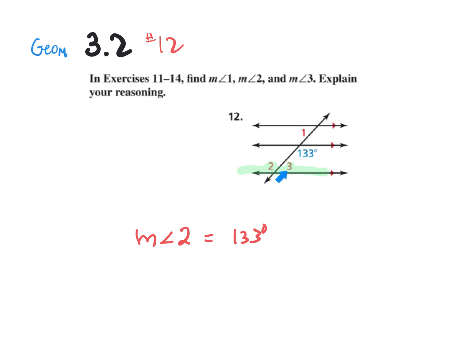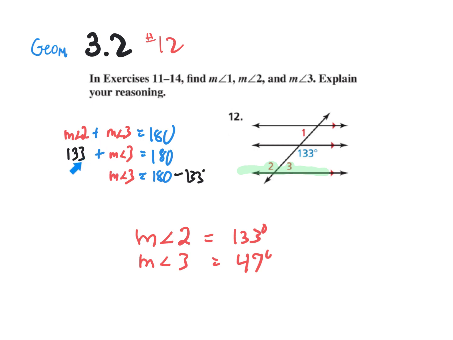Next, since angle 2 and angle 3 form this green line, they are a linear pair. And if they are a linear pair, then the measure of angle 2 plus the measure of angle 3 is 180 degrees. And the measure of angle 2 is 133 degrees. Therefore, the measure of angle 3 is 180 minus 133. We use the substitution property, and then we use the subtraction property of equality, and then we will simplify, and the measure of angle 3 is 47 degrees.